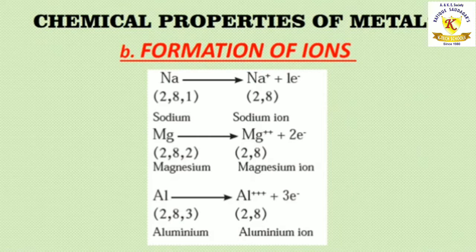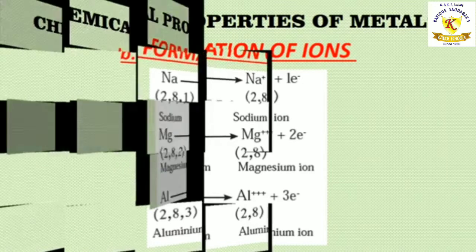The second example is magnesium, where the electronic configuration is 2, 8, 2. So, in the outermost shell, it has only 2 electrons. By losing the 2 electrons, it will form the positively charged magnesium ion with electronic configuration 2, 8.